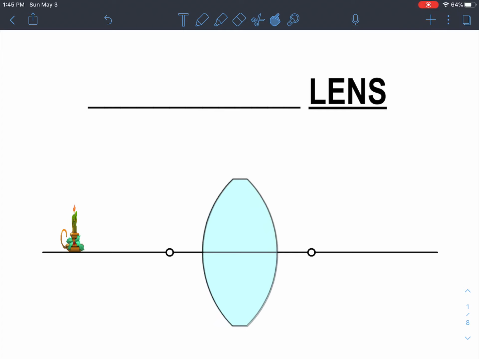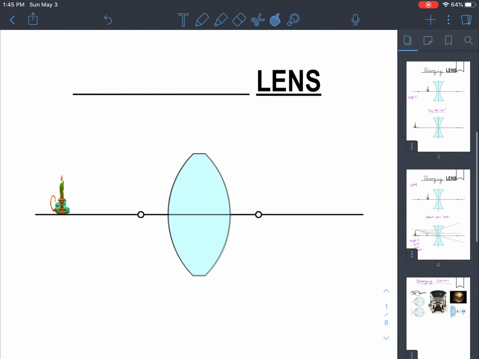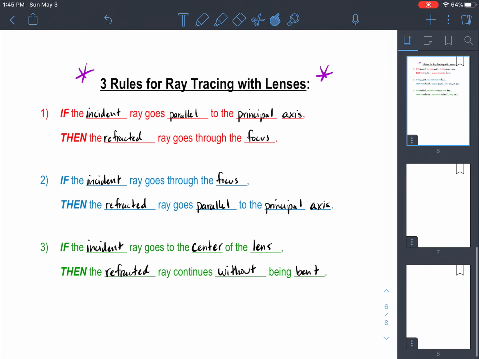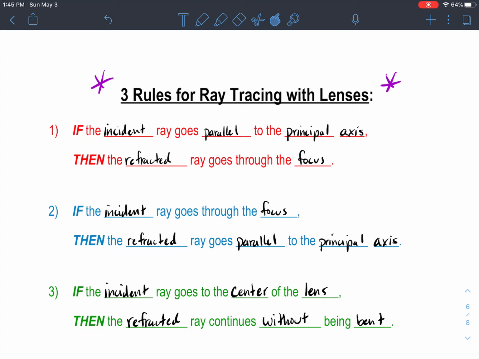So this is the very first page that you're going to have in your student notes templates. I'm actually going to head all the way to the bottom because there's space for 3 rules that we're going to be using when we do ray tracing with different types of lenses. In a second, I'm going to have you pause the video so that you can copy these down. But you're going to notice that these are very similar to the ray tracing rules that we used for mirrors. So go ahead, pause the video, copy these down, and then I'll explain these.